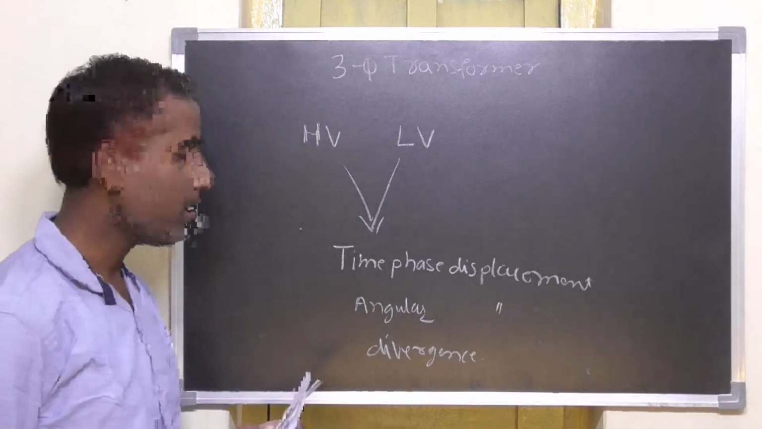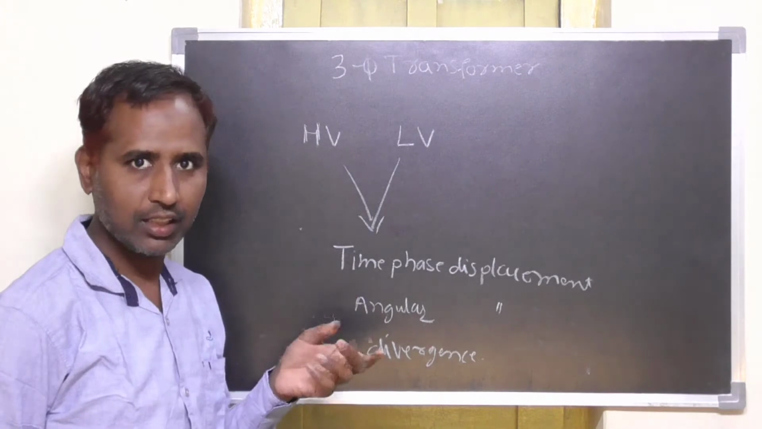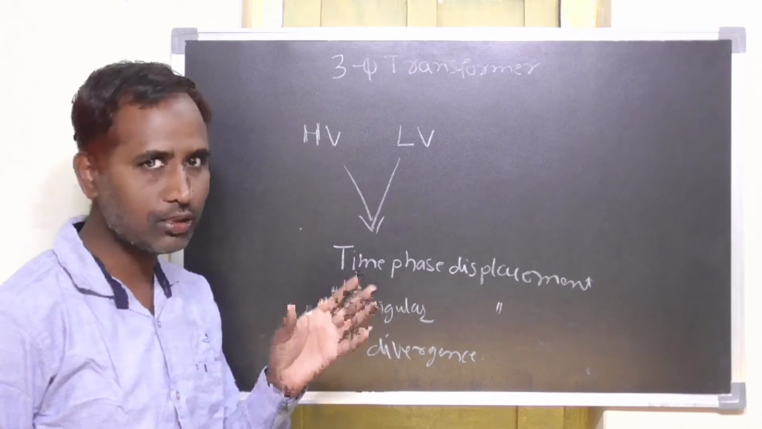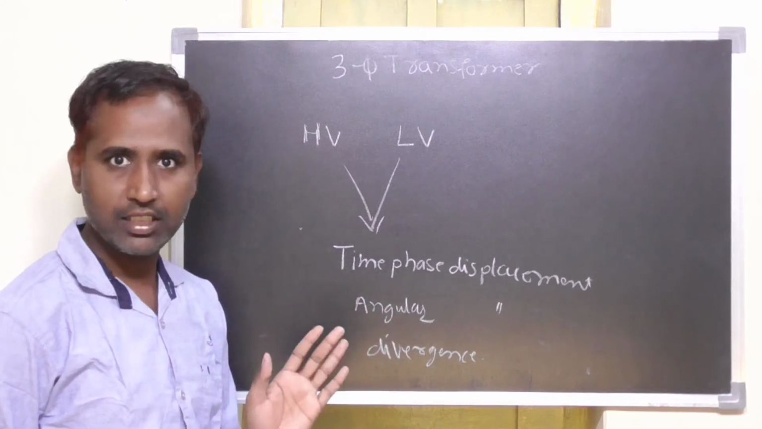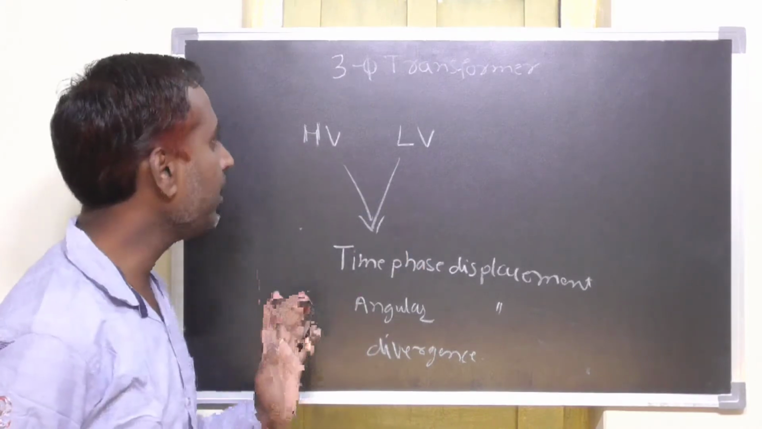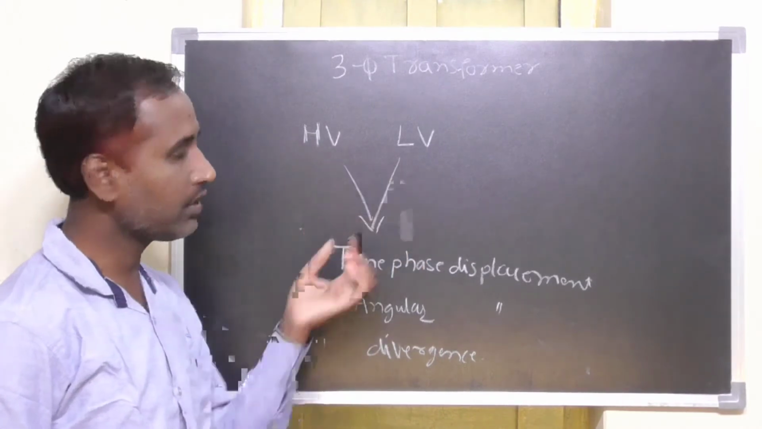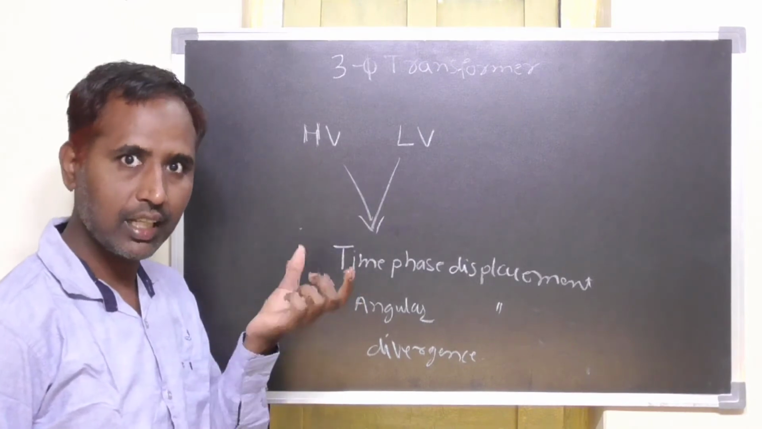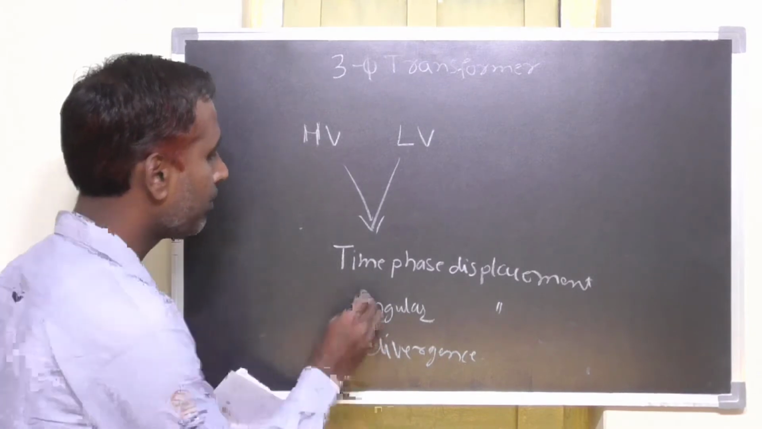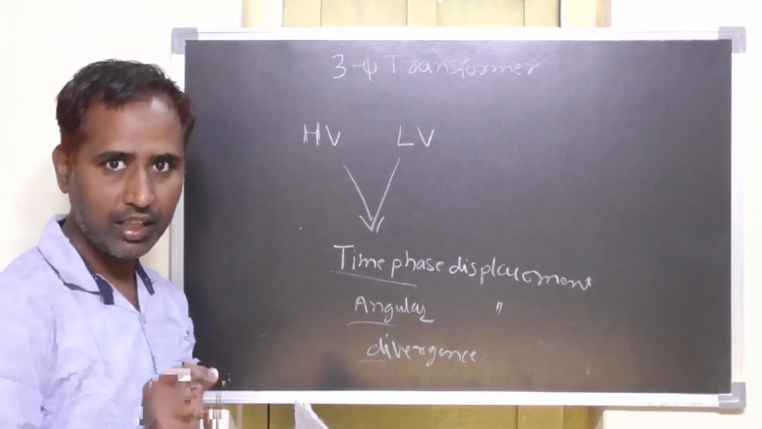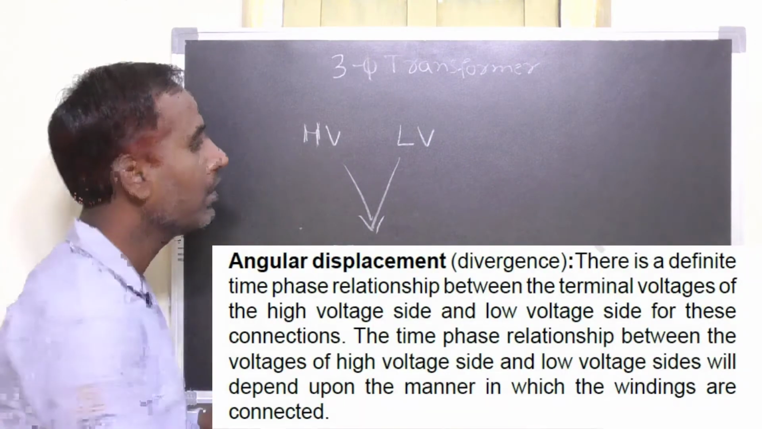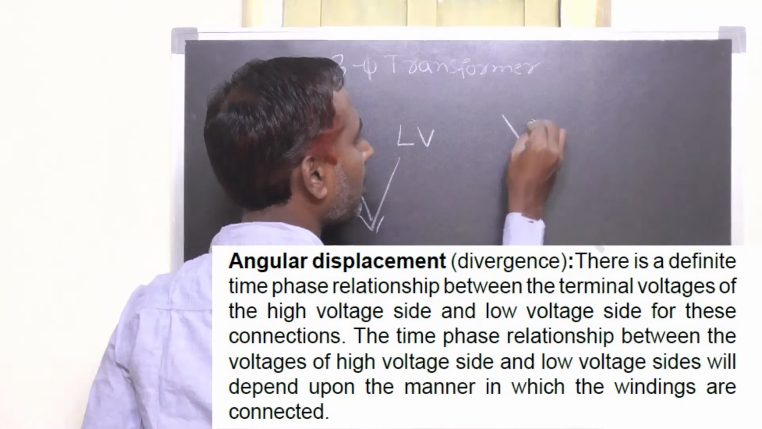Suppose two brothers are there, the relation depends upon their brothership. If they are brothers, the relation is good. If they are not brothers, the relation is not good. So same here, the high voltage and low voltage side are two brothers, their relation depends upon the time phase displacement. The time phase displacement depends upon the manner in which we are connecting the transformer winding.